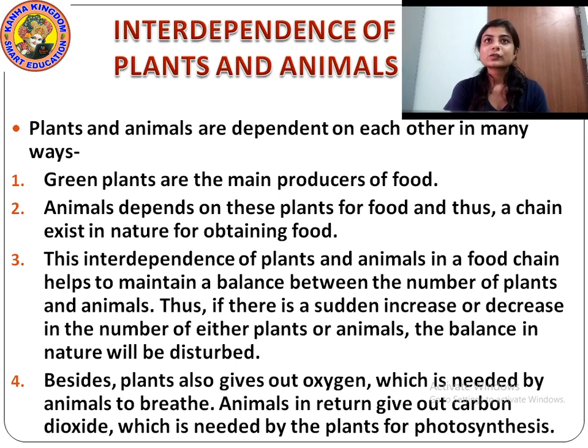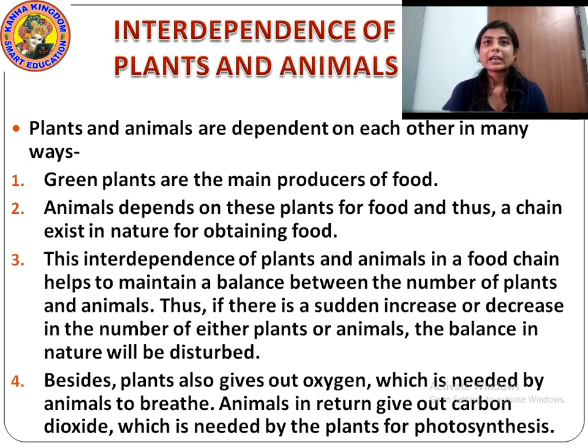And now students, what is interdependence of plants and animals? Interdependence means how these plants and animals are dependent on each other. See, plants and animals are dependent on each other in many ways.